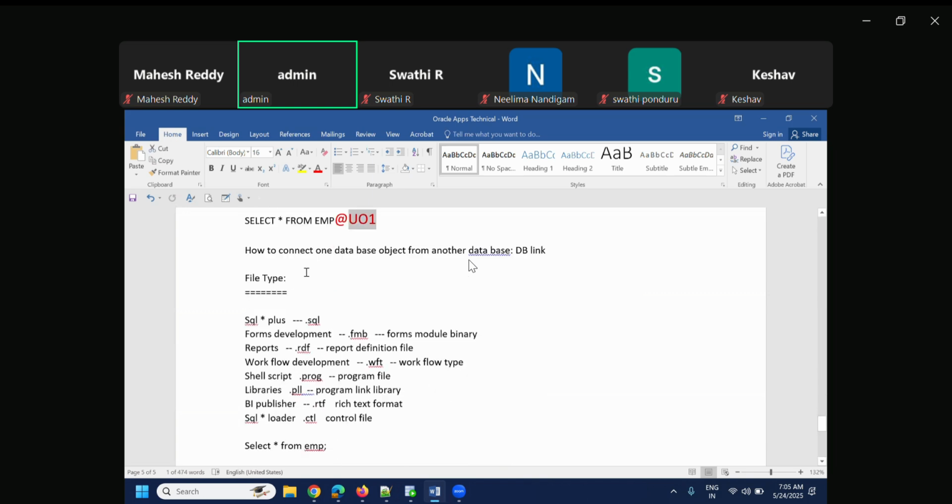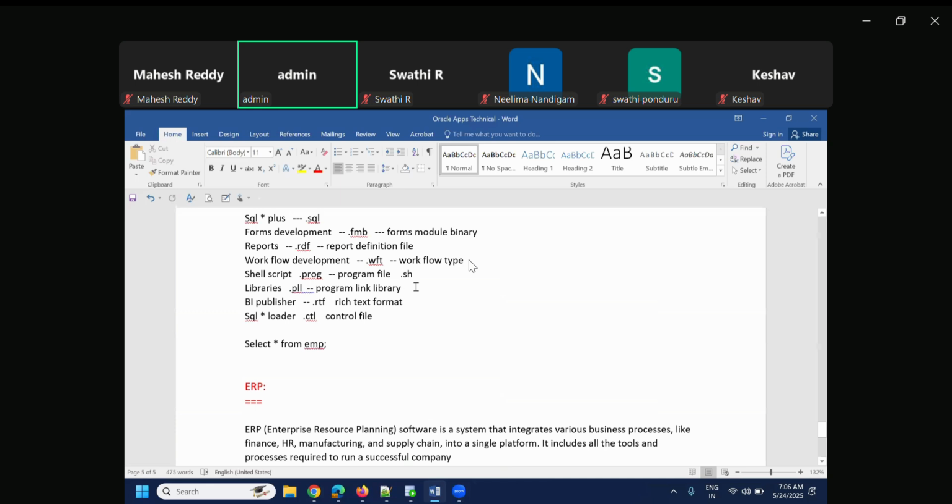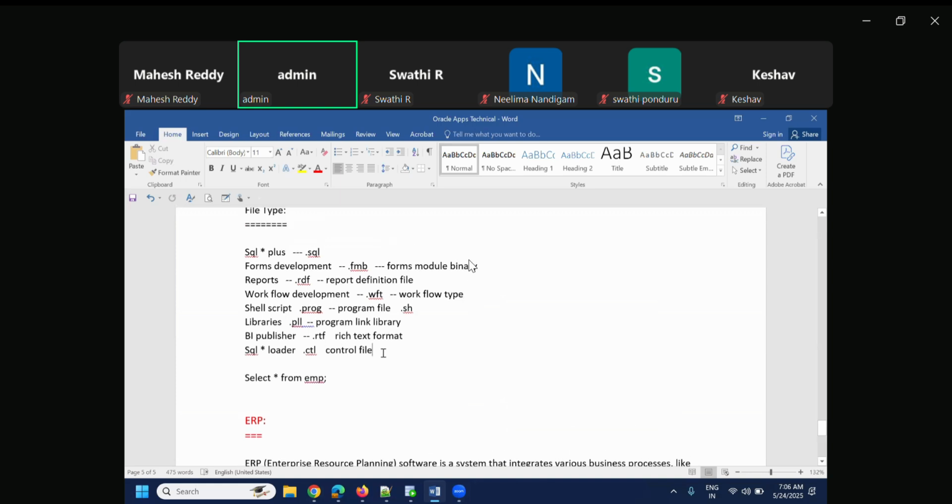Then the file types. As a developer, we need to develop .sql and .fmb, forms model binary, then .rdf, report definition file, then .ldt, loader type, prog files, program files. We can develop a .sh also, a different shell script, but most of the time we will go with the prog files. It's easy for developers. Then .pll, program link library, that means packages. Then .rtf, rich text format. Then .ctl, control file. So these many files will be developed as part of our Oracle Apps development.